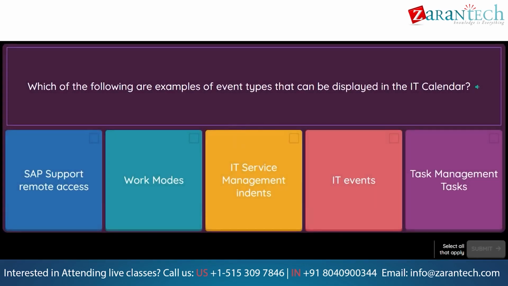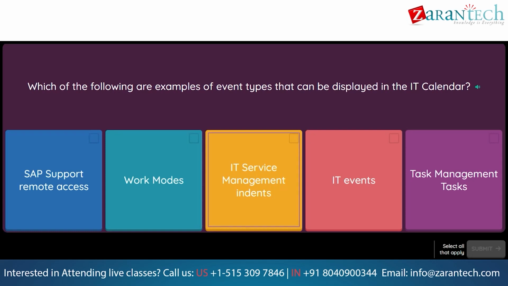Question: which of the following are examples of event types that can be displayed in the IT calendar? Option 1, SAP support remote access. Option 2, work modes. Option 3, IT service management incidents. Option 4, IT events. Option 5, task management tasks.